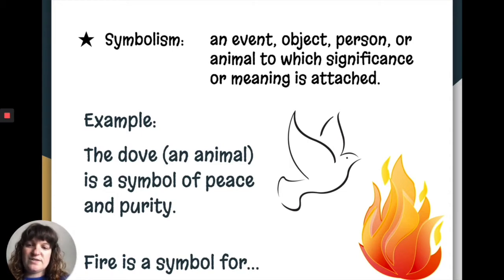On day 1, we talked about how the dove is associated as a symbol of peace and purity. So when we see that on someone's license plate, or in a TV show, or on a tattoo or something, we know that that's supposed to symbolize peace and purity. Similarly, we understand that an image of fire can be a symbol for danger or heat or destruction.